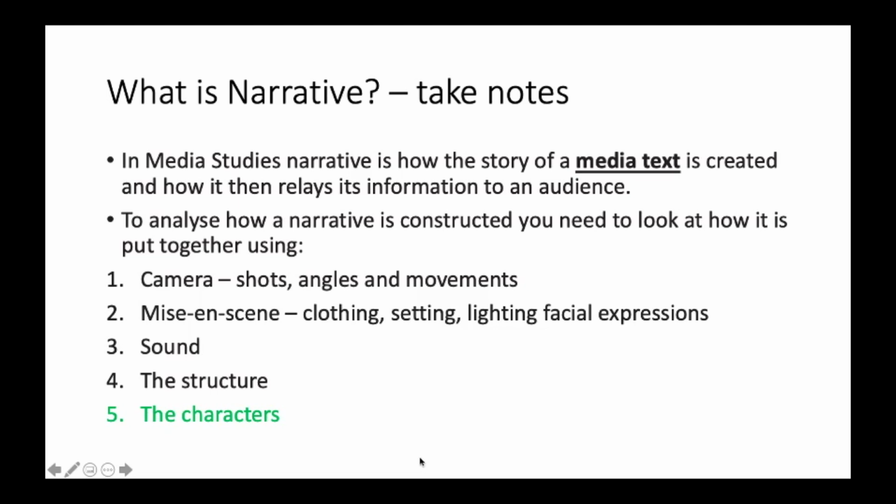So in order to analyse how a narrative is constructed, how a narrative is created, we need to look at how it's put together, all right? So it's put together using 5 different things. First and foremost, it's put together using a camera, all right? So the storyline and the idea might be there, but without the camera, without different camera shots, without different camera angles, without different camera movements, we wouldn't actually be able to visibly see it, okay? So that's why it's so important that that camera is an element and it constructs and creates narrative.